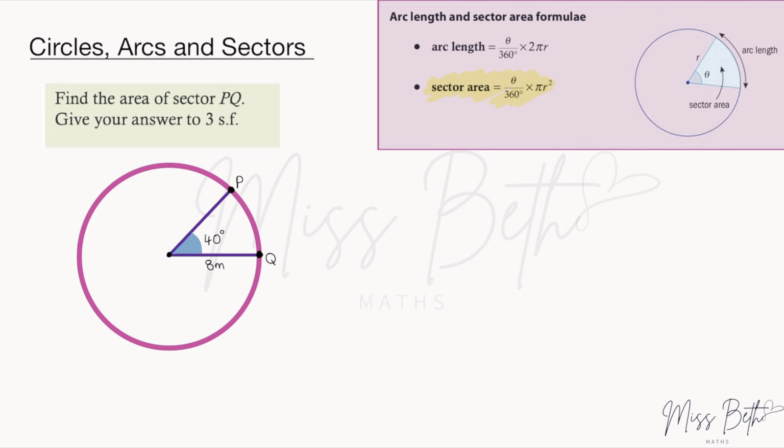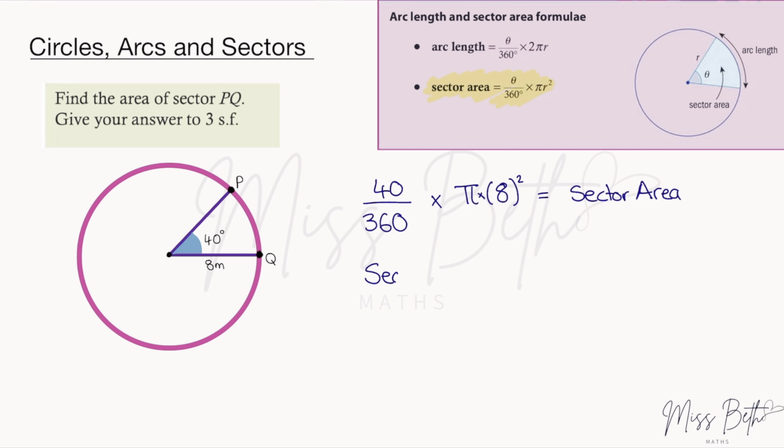So what does that really look like? Well, the angle in this question is 40, and so I write that out of 360, and I am multiplying by pi times the radius, which is 8, all squared. Okay, you can put a multiplication in there if it helps you to understand what that means, and this will be the sector area. Okay, so you're going to put that into your calculator.